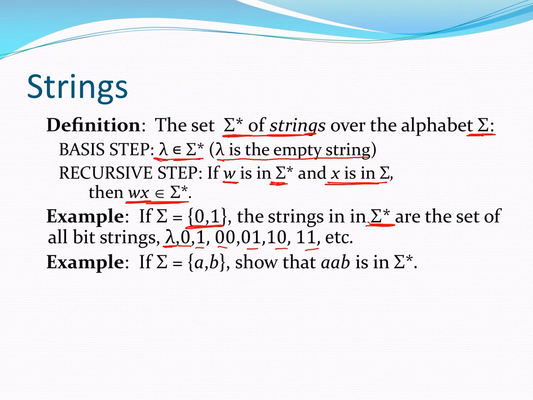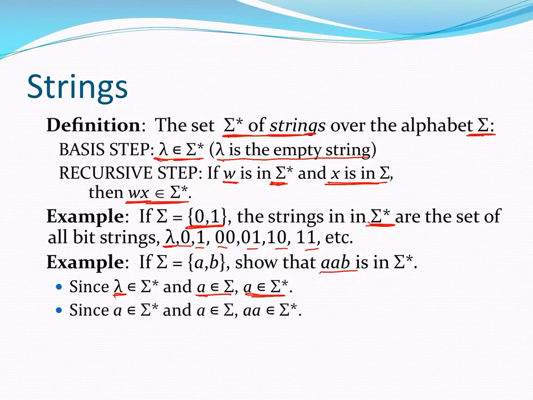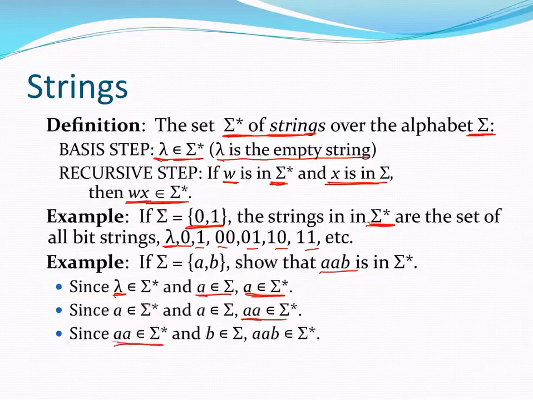If our alphabet is the set containing A and B, we can show that AAB is in the set of strings. First, we start with the empty string and we append the empty string with an A to get A in the set of strings. Then since A is in the set of strings and A is in the alphabet, then A appended with A is in the set of strings. Finally, since AA is in the set of strings and B is in the alphabet, AAB will be in the set of strings.